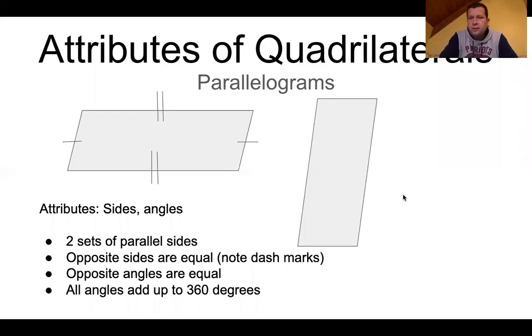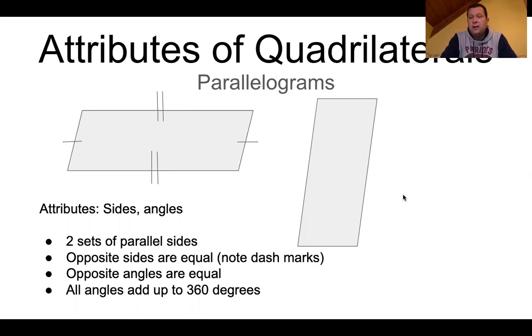Hello, everyone. Today we're talking about attributes of quadrilaterals. Attribute is basically just a fancy schmancy name for a characteristic, or just kind of what it looks like. So we're going to talk about attributes of quadrilaterals.